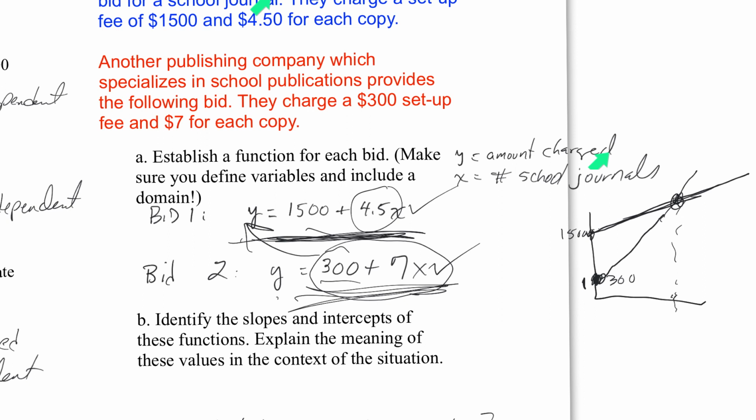Now, how do you identify the slopes and the intercepts of these functions? As we said, these intercepts are the y-intercepts, and they represent the cost without any yearbooks being sold. I shouldn't say yearbooks, school journals being sold. And then the slope, for bid one, means for each additional book that you order, you're going to pay $4.50 more. And for the second one, for each additional book, you're going to pay $7 more. And that's what the slope is here. Which bid should be accepted? I'll leave that with you. Solve for the intersection and then talk to your teacher about it.